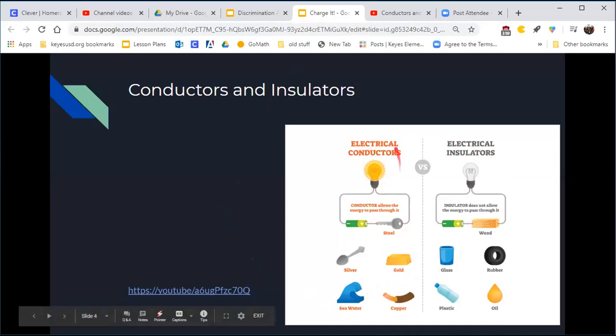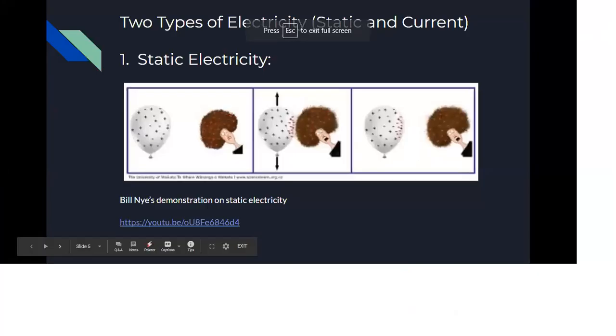So the electrical conductors, right? The ones that can flow through are called conductors. We have some examples here: silver, gold, seawater, copper, okay? And the insulators, which do not let electricity flow through: glass, rubber, oil, plastic, okay? Because I know there's a question that you need to answer. You'll need that information.